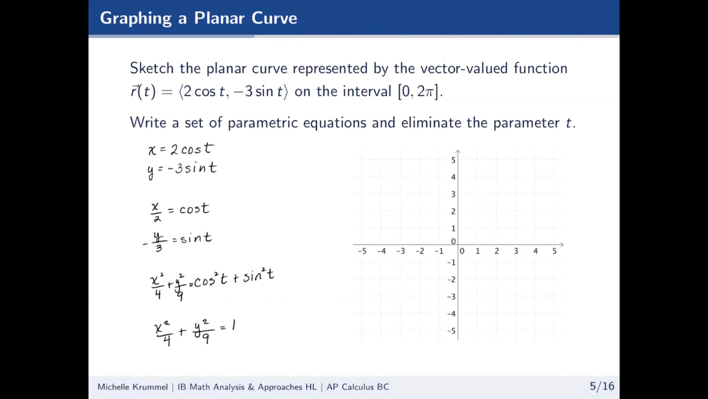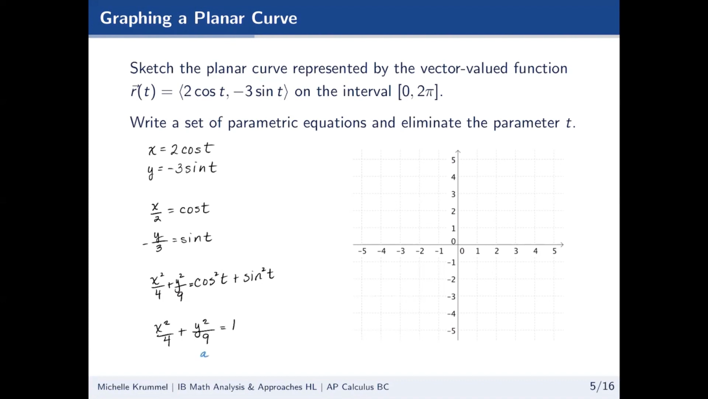Now, if the denominator in this first fraction and the denominator in the second fraction were equal, then we would have a circle. But because they're not equal, and we do have a positive x squared and a positive y squared, this is an ellipse. For this ellipse, we have the larger value, the 9, under the y squared. So I know this one has a major axis parallel to the y-axis.